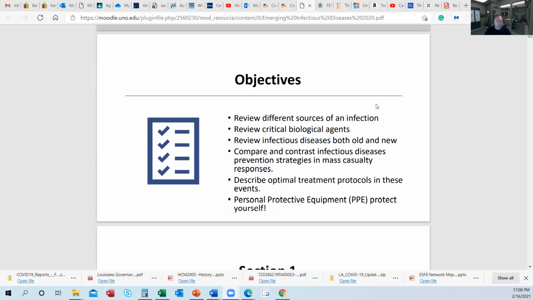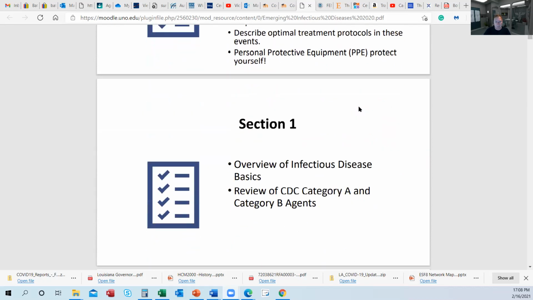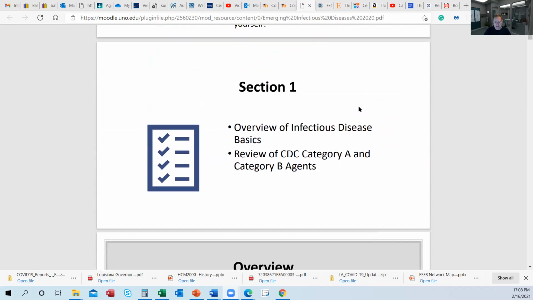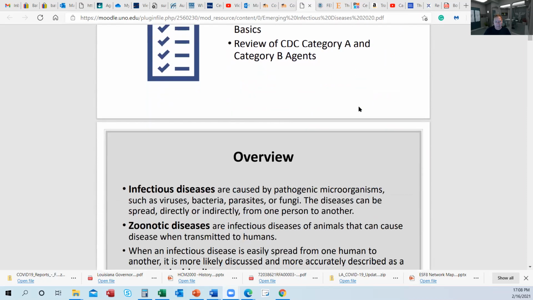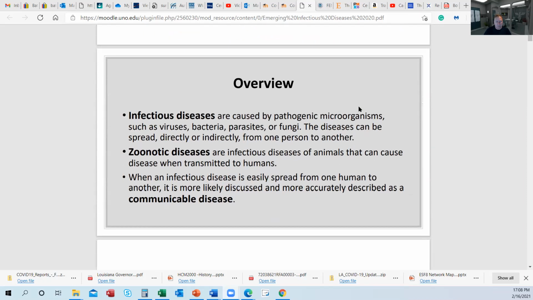In this setting, the main thing I want you to know is just that general awareness of the difference between the different types of infectious diseases that we would be more likely to deal with or face. So the CDC has category A and B agents. Just to talk a little bit about the difference between an infectious disease and a zoonotic disease.